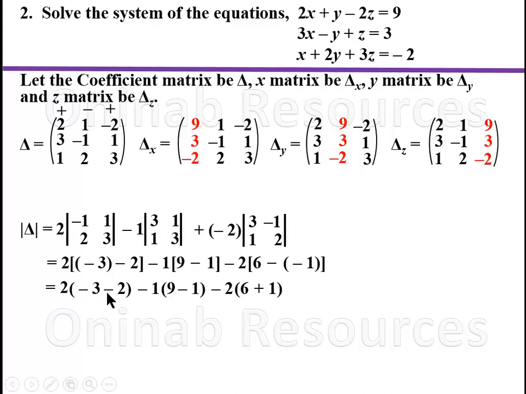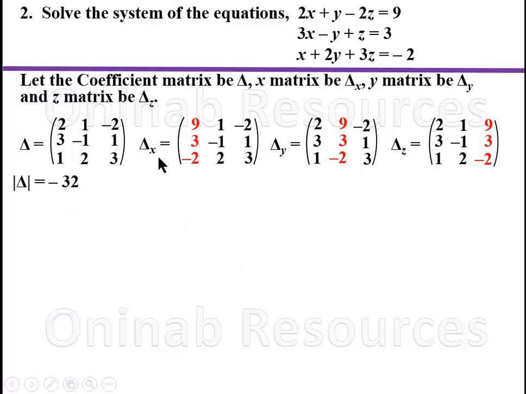Negative 3 minus 2 gives negative 5 times 2, negative 10. 9 minus 1 gives 8 times negative 1 gives negative 8. 6 plus 1 gives 7 times negative 2 gives negative 14. Simplifying this, we have a negative 32. So the delta matrix, the coefficient matrix, is a negative 32.